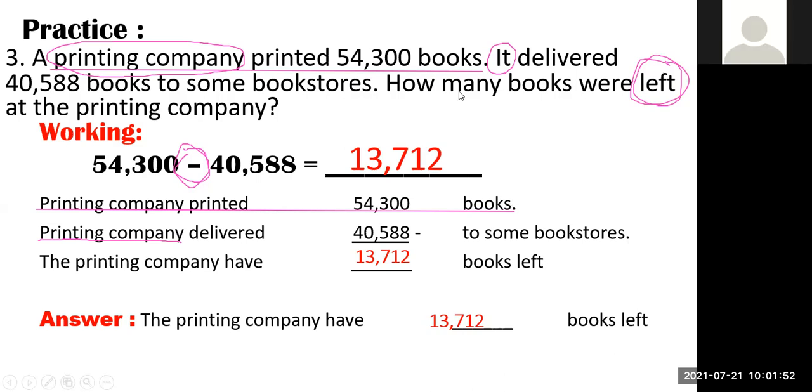Teacher, write the period, okay? Yes. Okay, thank you so much. So this is the answer in number 3.